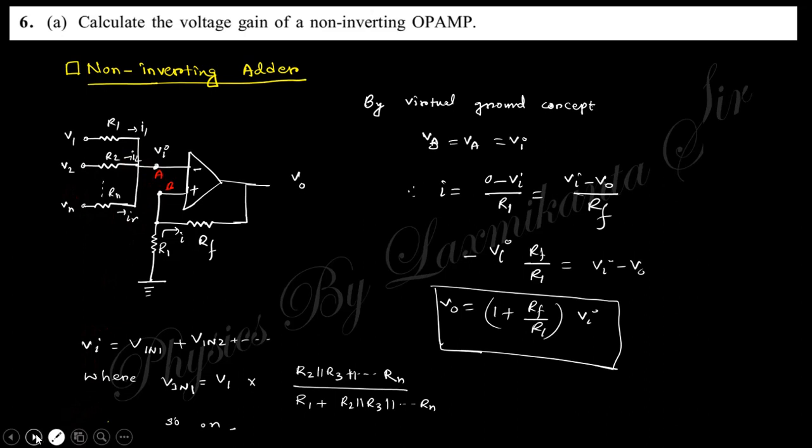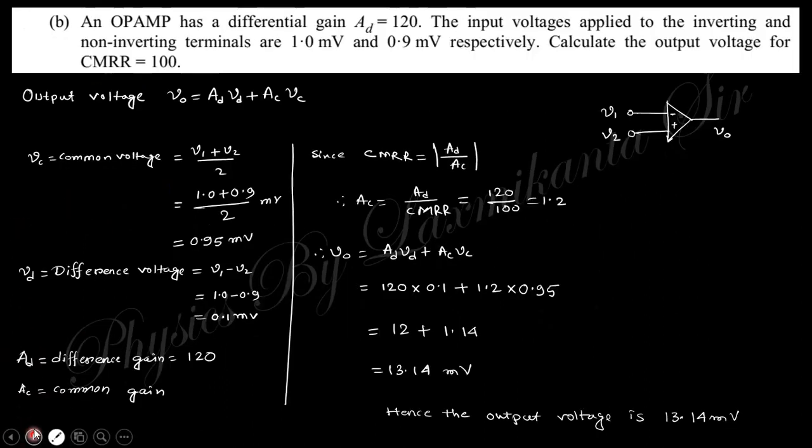Okay. Next, an op-amp has a differential gain AD which is 120. The input voltage applied to the inverting and non-inverting terminal like that. Inverting terminal V1 and non-inverting terminal V2, these are equal. Calculate the output voltage when CMRR is 100.